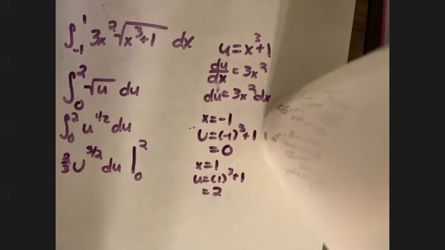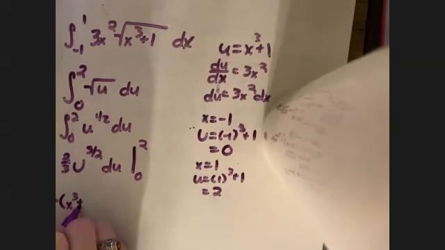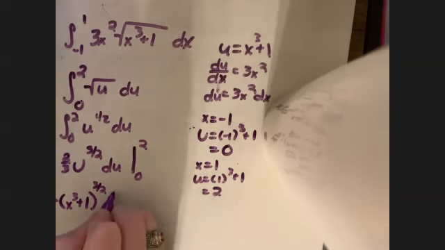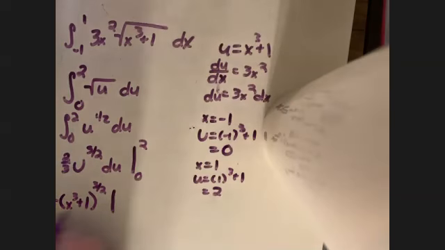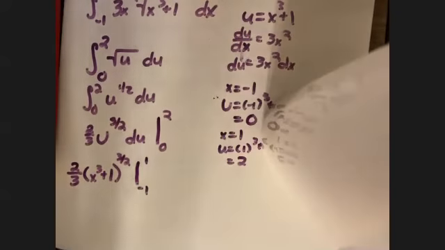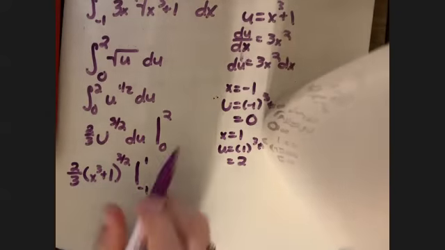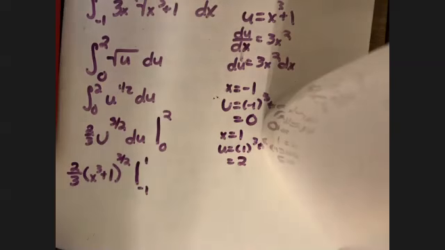Now you've got a couple of options with this. One is that you can transfer this all back. So one option is that you take this back to 2/3 x cubed plus 1 to the 3/2. Now, if you go back to x, you need to go back to x on your boundings. So -1 and 1 are your x boundings. 0 to 2 are the u boundings.